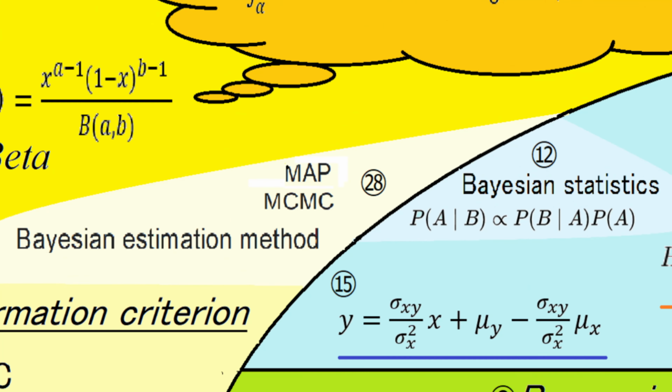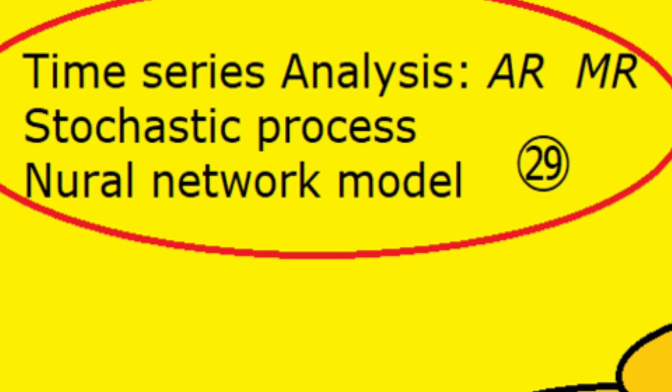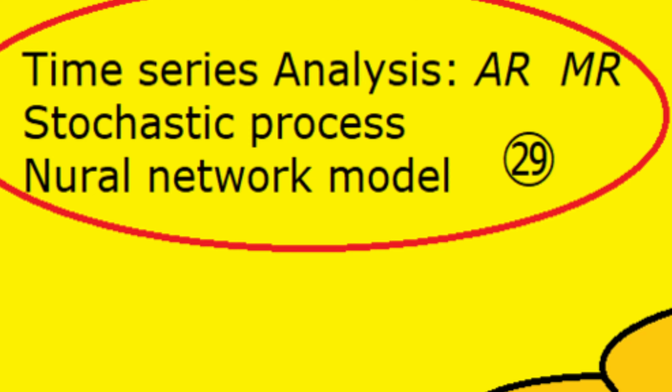In Bayesian inference, methods such as MAP, maximum a posteriori, and MCMC, Markov chain Monte Carlo, are well known. These theories involve the application of various probability distributions in a mathematical context, with complex distributions such as the beta distribution and gamma distribution being used in practice. Other commonly heard statistical analysis methods include time series analysis, stochastic processes, and neural networks. Please refer to appropriate reference materials as needed.